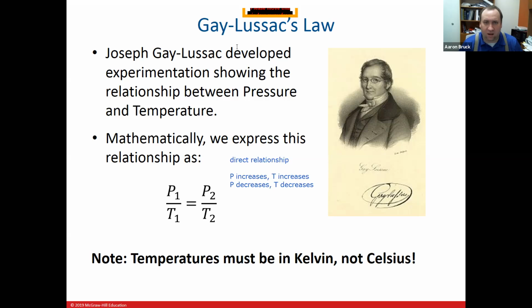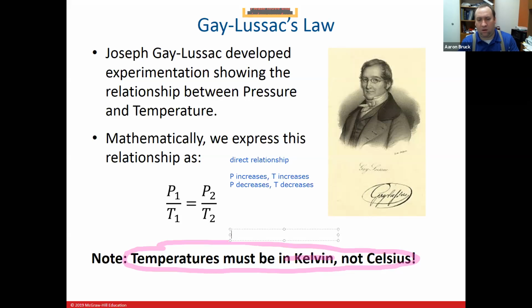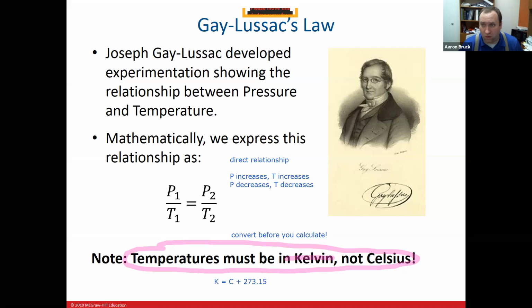And once again, my temperatures have to be in Kelvin. I have to convert before I calculate. And remember, the relationship: Kelvin is equal to Celsius plus 273.15. So that's the conversion that you have to make. Have to make that conversion before you calculate any changes using the Gay-Lussac or the Charles law.